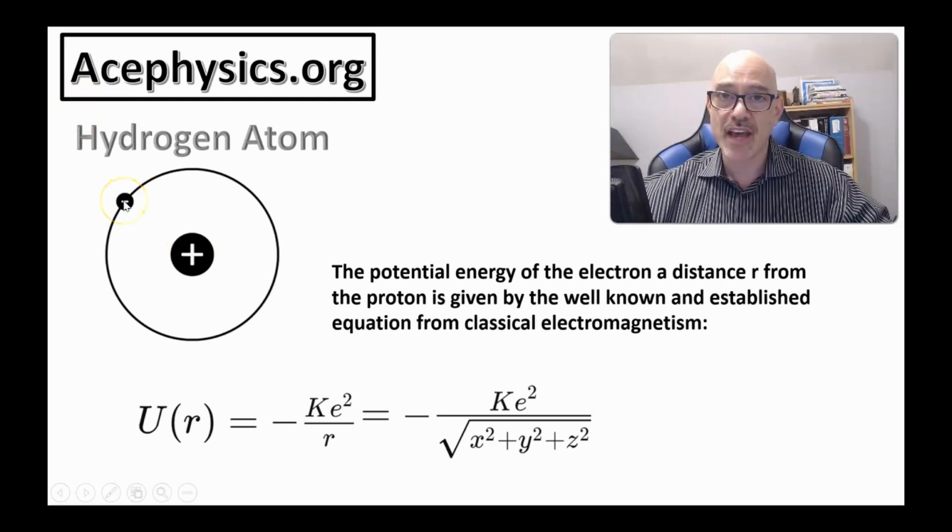However, the electron does have a negative charge, and the proton does have a positive charge, and therefore there is a potential energy of this configuration. The potential energy of the electron at distance r from the proton is given by the well-known and established equation from classical electromagnetism, and this is U of r is equal to negative ke squared over r, and this is equal to negative ke squared over the square root of x squared plus y squared plus z squared in the Cartesian coordinate system, named after the French mathematician René Descartes.